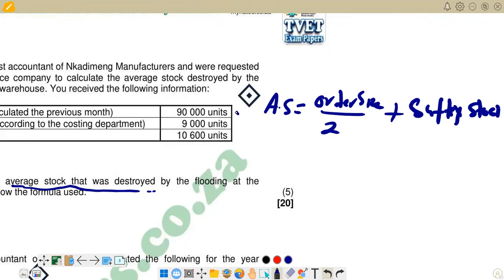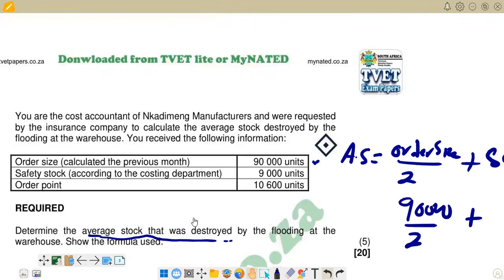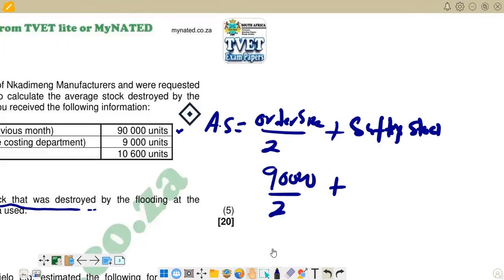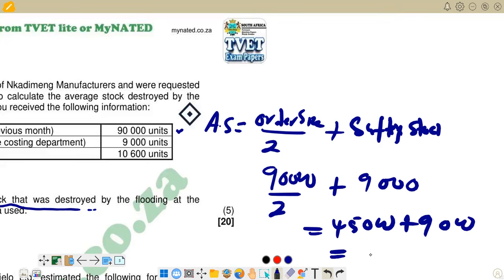If you see the order size here, which is 90,000, you divide it by 2, then we add the safety stock, which is given here. They're saying safety stock according to the costing department is 9,000 units. So that's our safety stock, and we add 9,000. Basically, when you divide 90,000 by 2, you get 45,000. Then you add it to 9,000, and obviously when you do that, you get 54,000. So that's what we have in terms of the average stock.